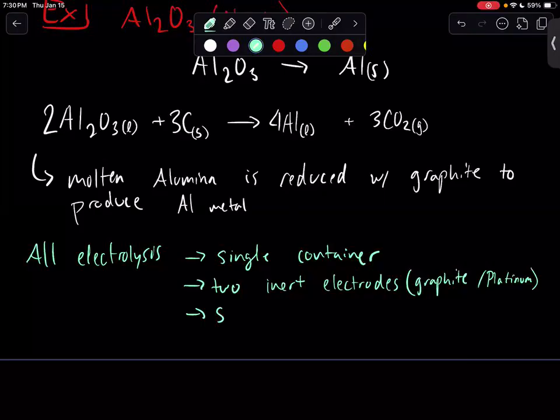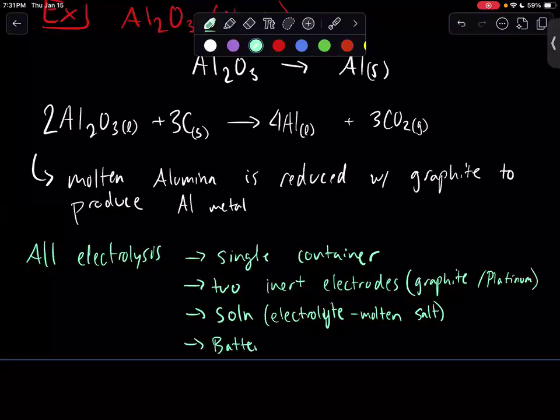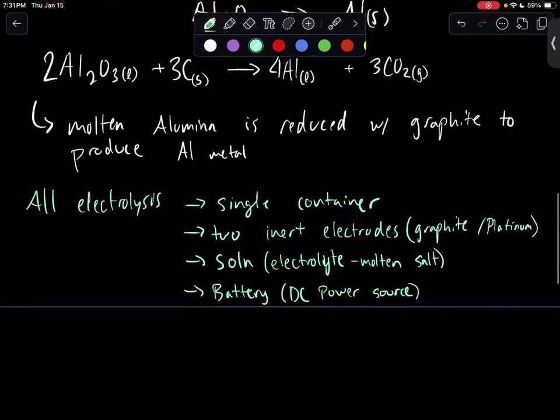Second to last, we need a solution. This will be our electrolyte, and that will usually be our molten salt. And then lastly, we need a power source. Usually we use a battery or some DC power source. When I say DC, I mean direct current. We don't want to use alternating current.